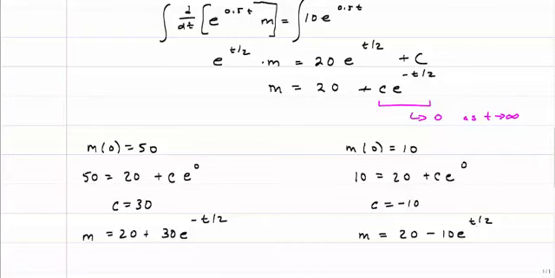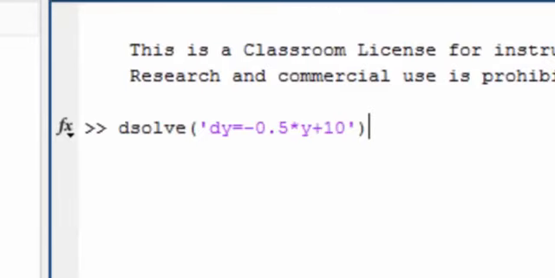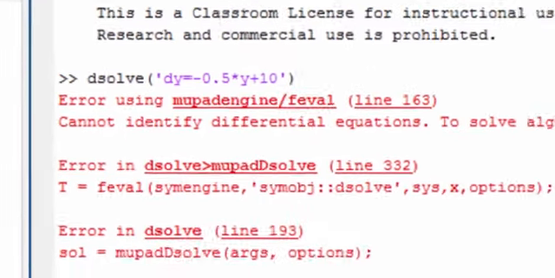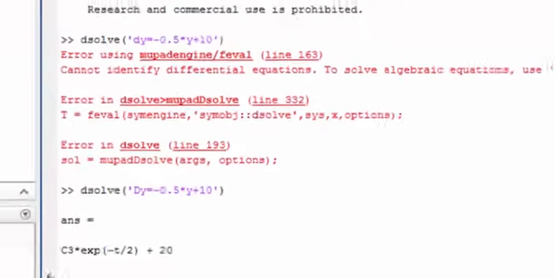What I'd like to do now is look at Matlab and see how Matlab would help us solve this equation as well. We're going to use a command called dsolve. One thing that you'll find out really quickly with Matlab is if you don't put the times symbol between negative 0.5 and y, you're going to get an error. And if you don't do things like, for instance, capitalize the D in Dy, you're also going to get an error. Well, if you look at this solution, it says that the answer, that is y, equals C3 times exp(-t/2) plus 20, which is exactly what we came up with. exp stands for e.